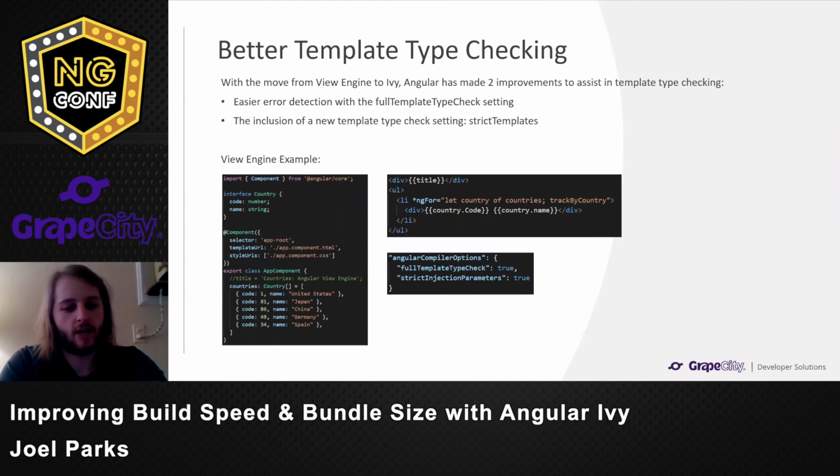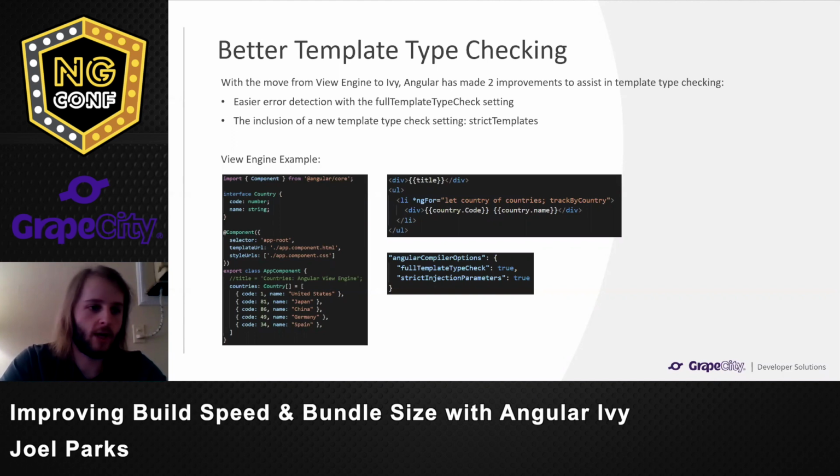Like how TypeScript catches type errors in your code, Angular checks the expressions and bindings within your application templates and can report any type errors that it finds. With the move from the View engine to Ivy, the Angular team has made some improvements to allow for easier error detection with a full template type check setting, as well as adding a new setting, the strict template setting. Now, before we get into any new changes for type checking in Ivy, we'll do a quick review of template type checking in Angular 8.